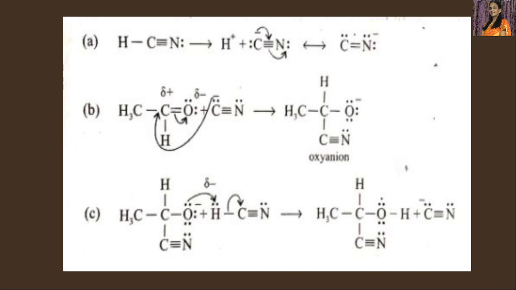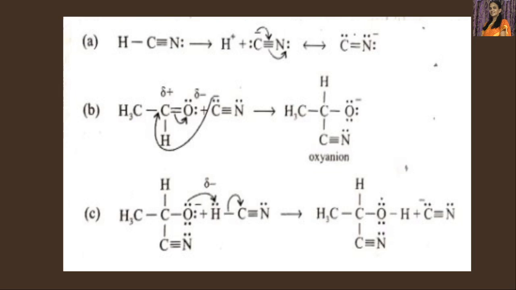So overall, the reaction is an addition reaction, where the addition takes place across C double bond O. Here the pi bond is broken and two new sigma bonds are formed. One is with the CN and the other is between oxygen and hydrogen. This is called cyanohydrin, obtained from acetaldehyde. Therefore, it is called acetaldehyde cyanohydrin. So acetaldehyde undergoes addition with hydrogen cyanide to form acetaldehyde cyanohydrin.